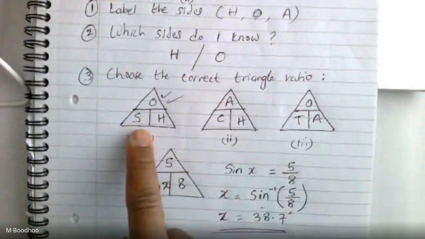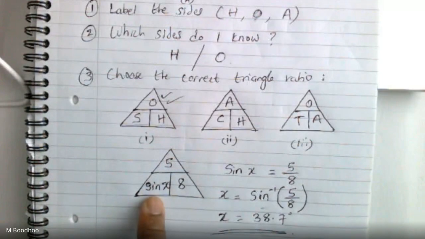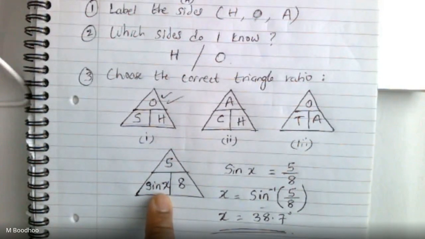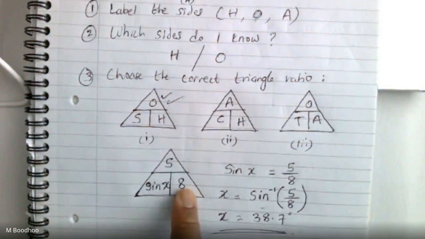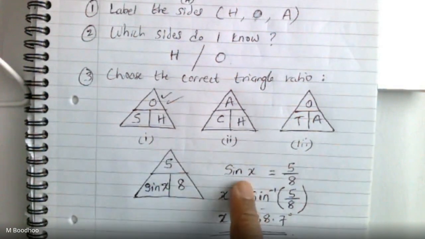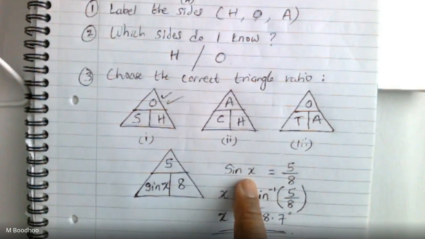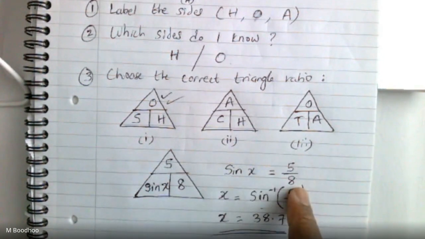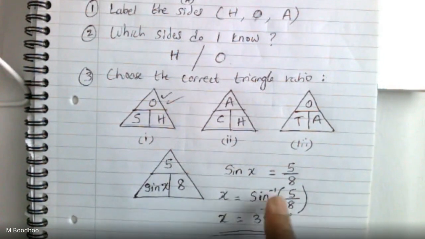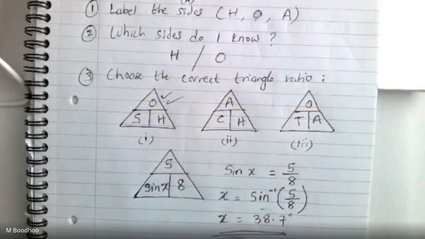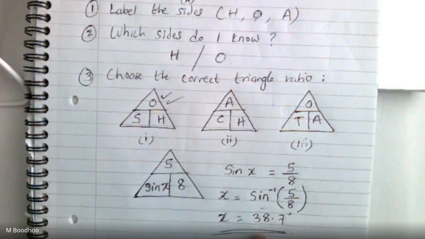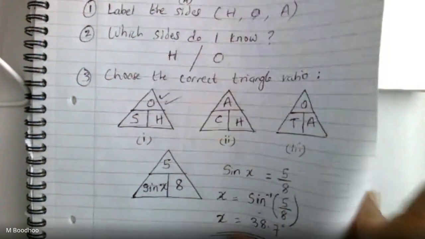Once you've chosen your triangle, replace your values. So you're going to say this is sine X, sine of the angle which we are going to find out. Now O is 5 and H is 8. So this is how you're going to display your answer. Sine X equals 5/8. And then X equals sine inverse of 5/8, which I've just shown you how to display on your calculator, which is 38.7. This is how you answer these questions.